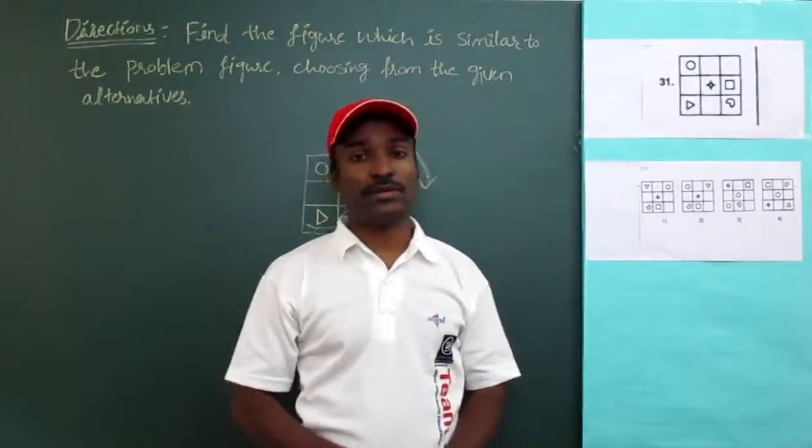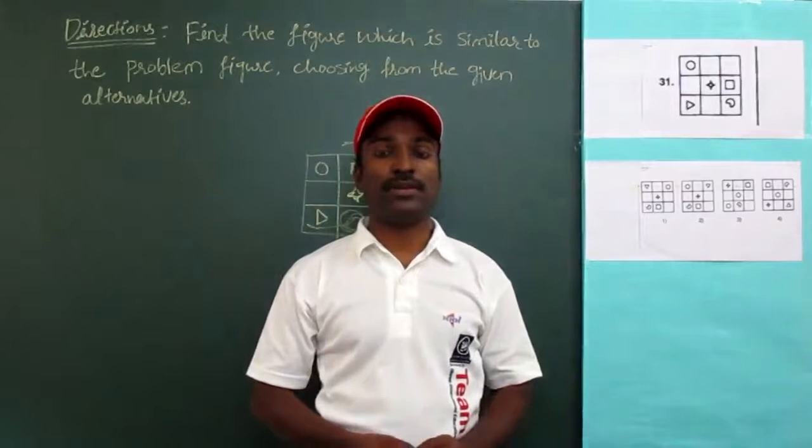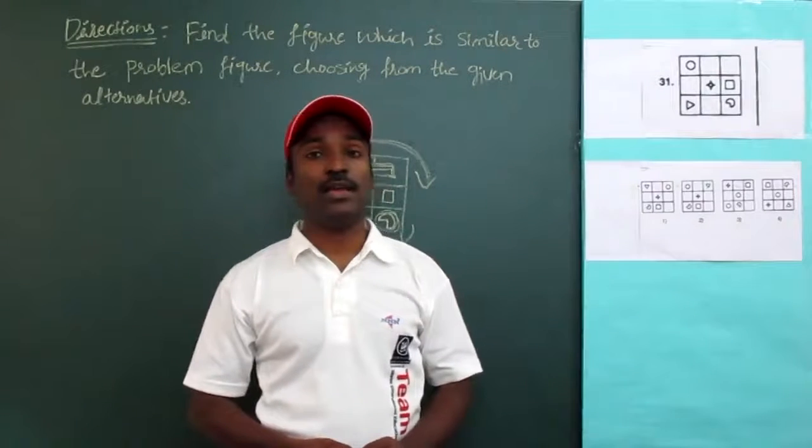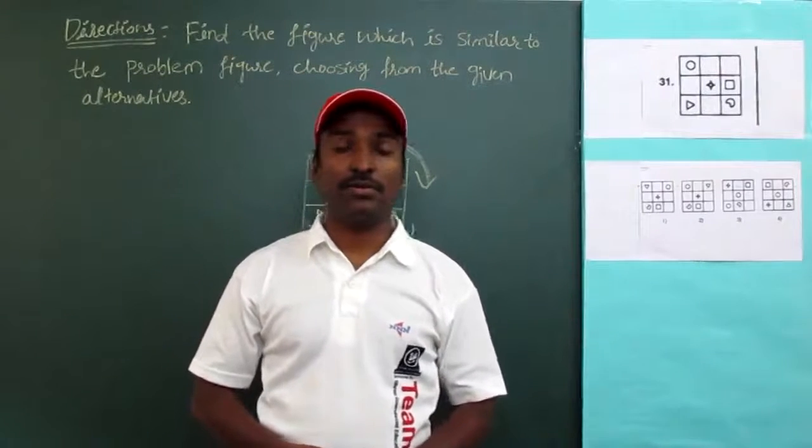So this is how we solve this example, by observing the given figure carefully and then eliminating the wrong options from the given options, finally coming to the right option. Now I will go to the next problem.